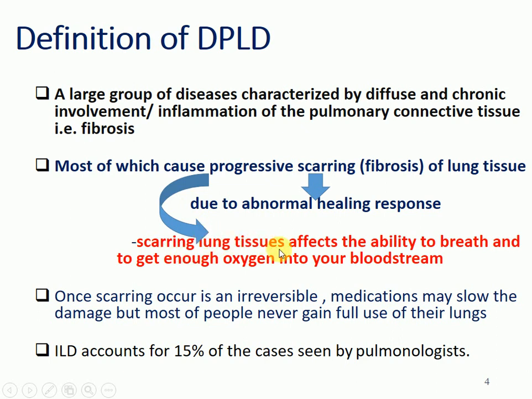The scarring of these lung tissues will affect the ability to breathe and to get enough oxygen into your bloodstream. We know that when air or oxygen reaches the air sacs, it diffuses from the air sacs into the bloodstream. We will look more at how fibrosis affects the diffusion of air from the air sacs into the bloodstream. And you have to know that once scarring or fibrosis occurs, it's irreversible. Even if you prescribe medication for these interstitial lung diseases, it will only slow the damage, but most people never regain full use of their lungs.